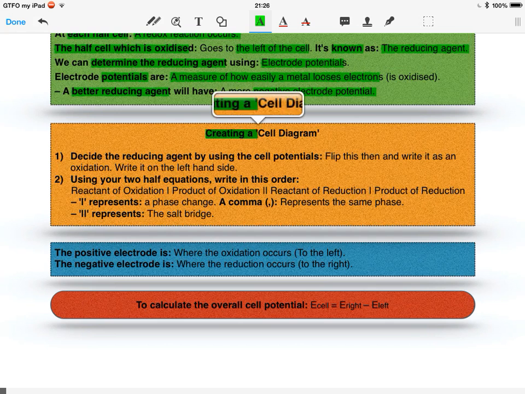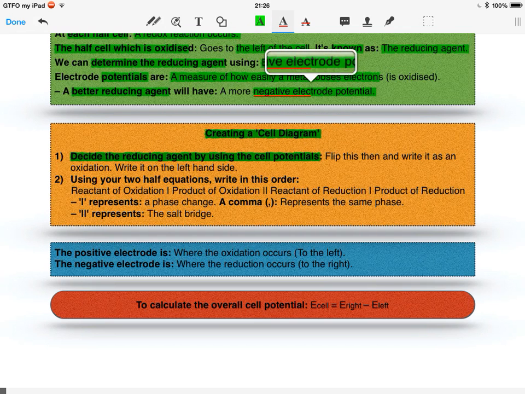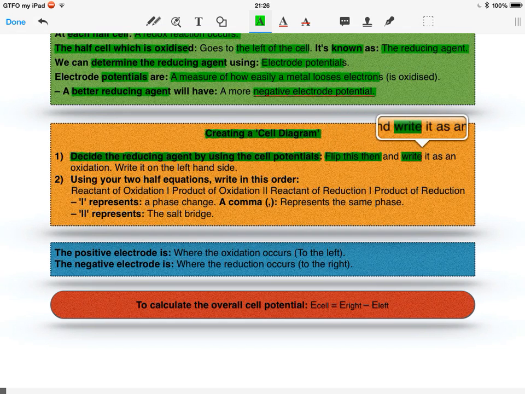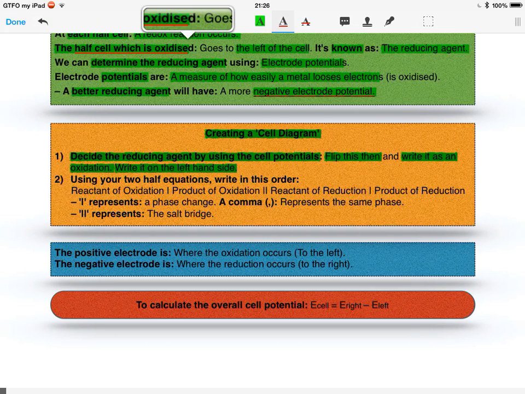So, creating a cell diagram. First, we need to decide what the reducing agent is by using cell potentials. Well, the more negative electrode potential will be the reducing agent. So, what we do with this is we flip it and then we write it as an oxidation. Then, we will write this on the left hand side and we'll have the reduction on the right hand side. As I discussed here, the cell which is oxidized goes to the left.